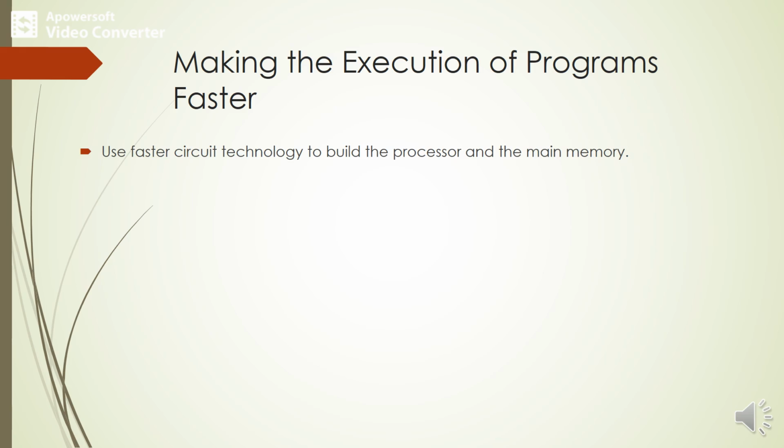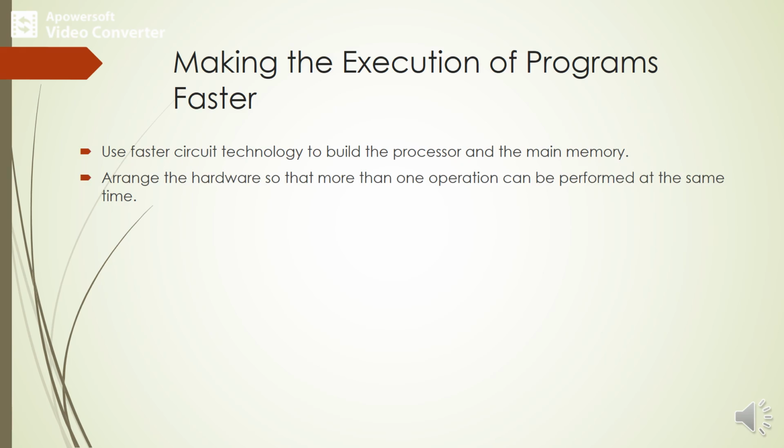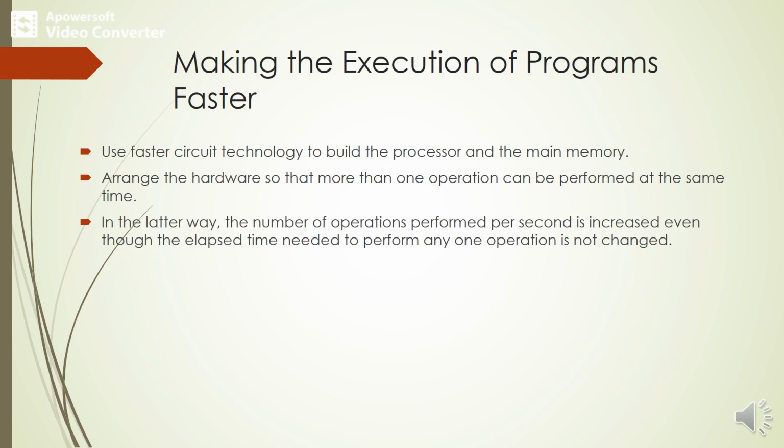So, making the execution of programs faster: use faster circuit technology to build the processor and the main memory, or arrange the hardware so that more than one operation can be performed at the same time. In the latter way, the number of operations performed per second is increased even though the elapsed time needed to perform any one operation is not changed.